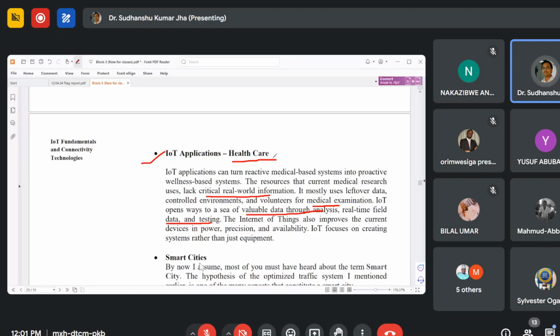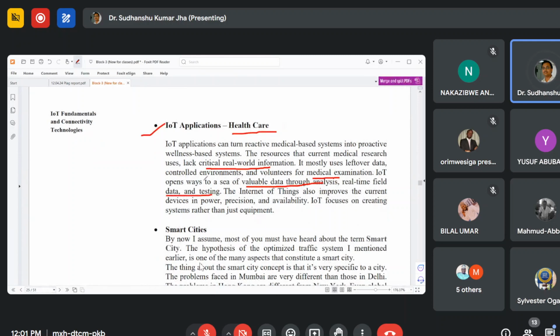Just like your CT scanning devices, your dialysis machine, or your ultrasound machines. These are the machines which basically monitor the condition of the patient, and this data is transferred to some central location or to the desktop of doctors and medical practitioners, and the practitioner, sitting in their room, monitors the patient's illness condition, and accordingly they may go for the treatment.